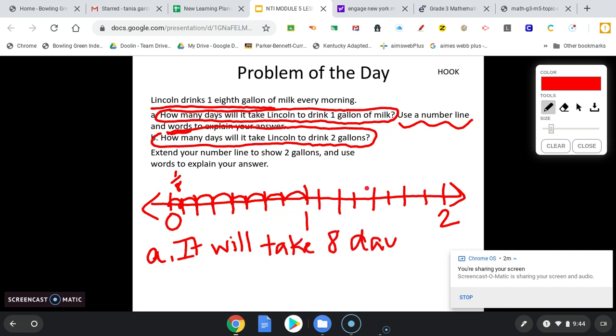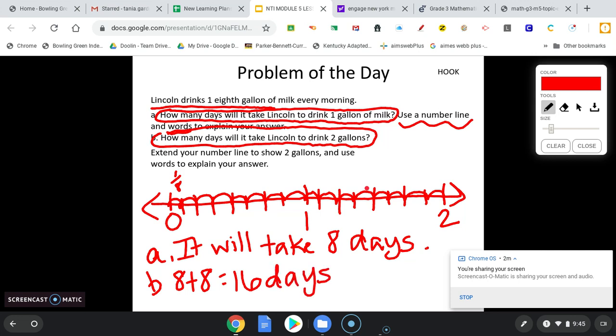So now we need to find out how many days it will take him to drink 2 gallons. Well, if it was 8 days for 1 gallon, we know that 8 plus 8 equals 16. So it will take him 16 days. So we had 8, 9, 10, 11, 12, 13, 14, 15, 16. So 16 days. You need to write that in a complete sentence. Okay, good job, boys and girls.